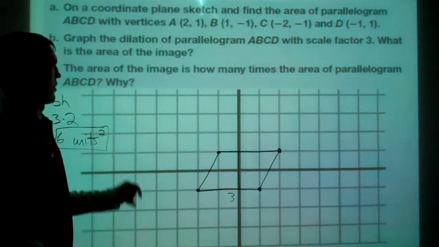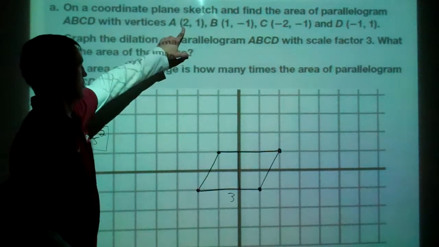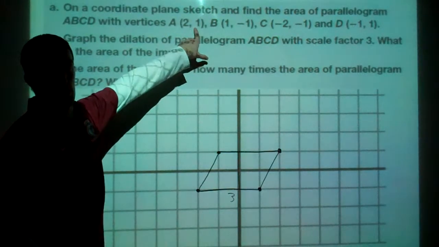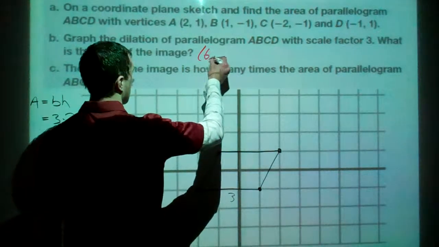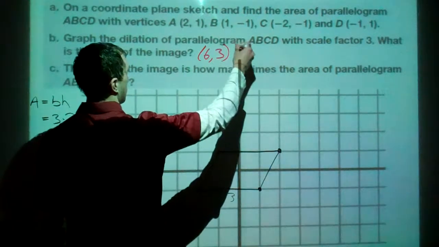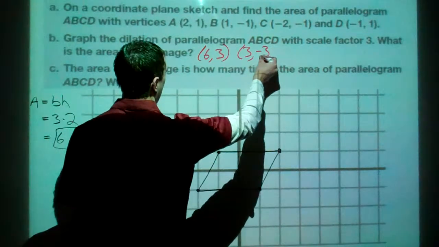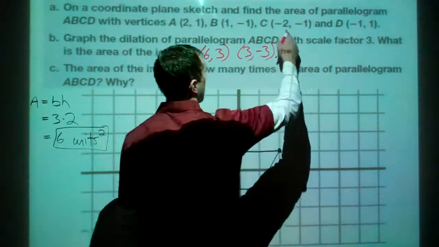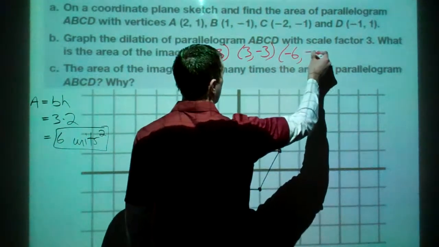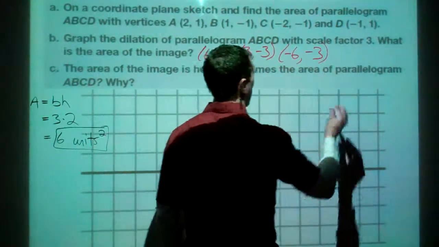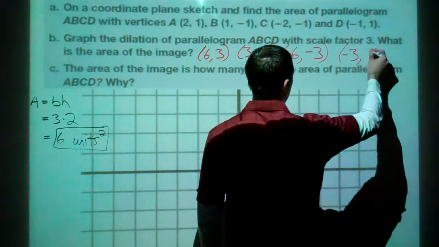All that means is we're going to take 3 and multiply it by each point. For instance, 2 times 3 is 6. 1 times 3 is 3. So one of our points is 6, 3. 1 times 3 is 3. Negative 1 times 3 is negative 3. 3 times negative 2 is negative 6. 3 times negative 1 is negative 3. And then our last point, negative 1 times 3 is negative 3. 1 times 3 is 3.